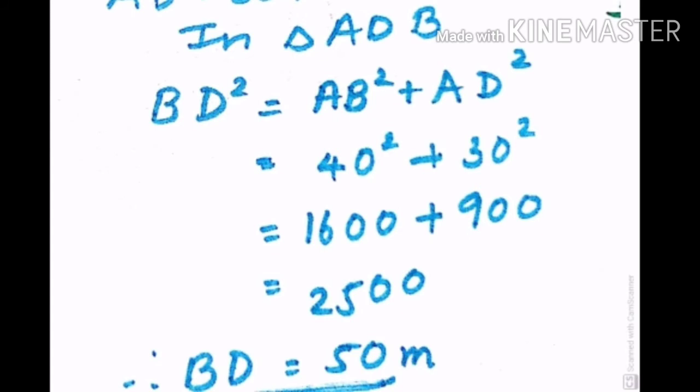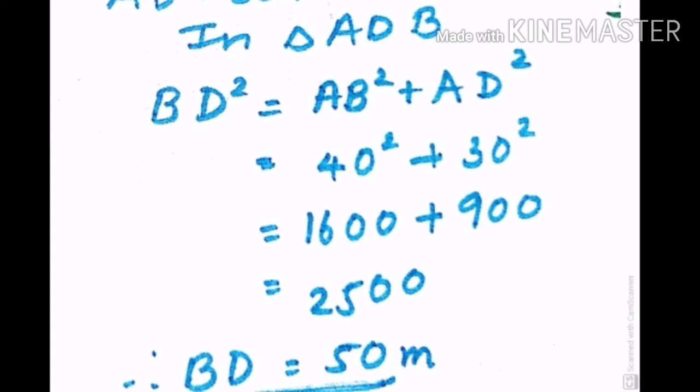Now 40 square is 1600 and 30 square is 900. This is very easy to write as 4 square 16 and 3 square 9. And if 10 square, then 2 zeros we have to keep. Now add 1600 and 900, you will get 2500, and by taking square root on both the sides, we get our BD value 50 meter, which is what they asked to find out.